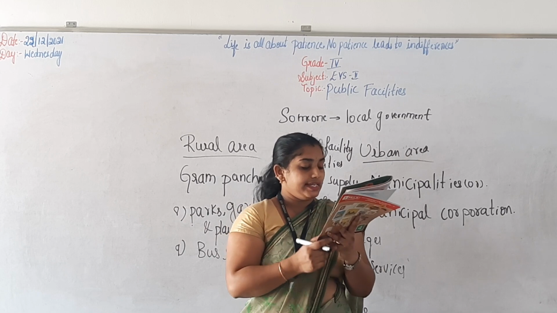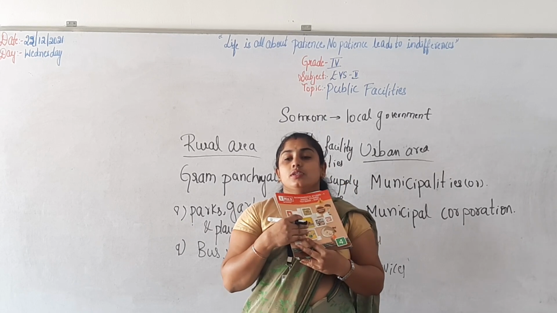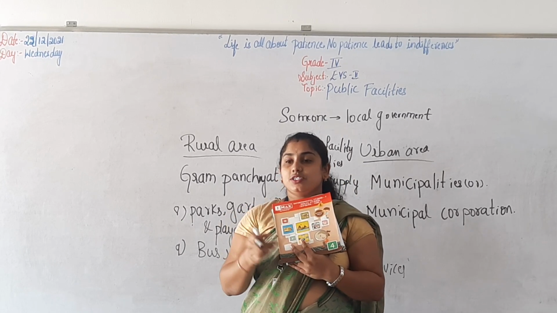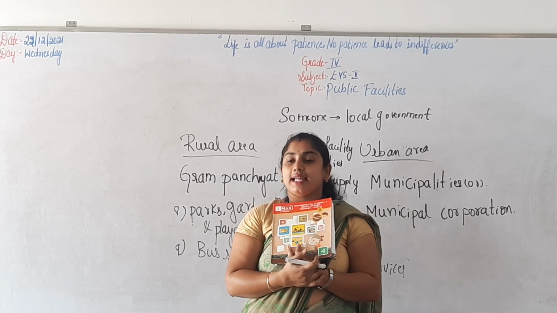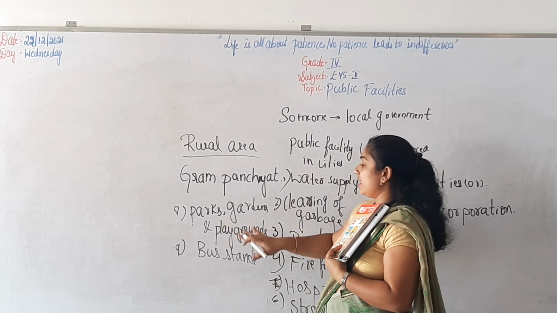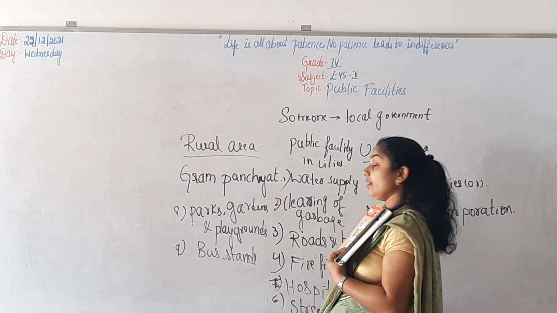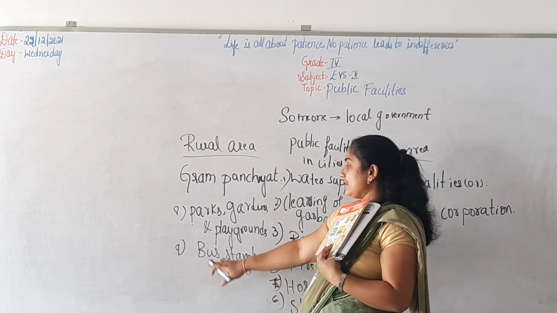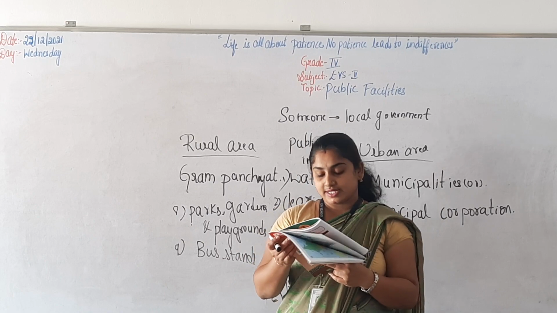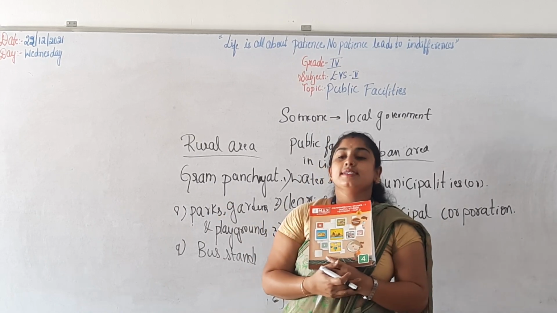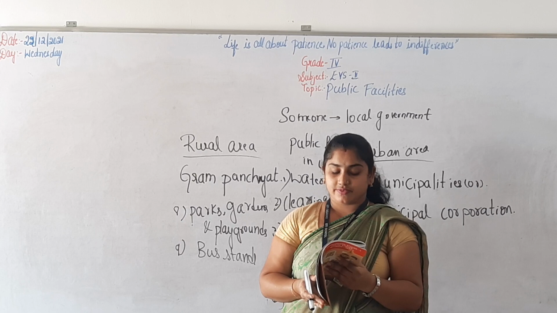Okay. Next, how is it ensured that public facilities are made available to everyone? So your answer should be: the public facilities made available to everyone are like bus stops, parks, gardens and playgrounds. Next, street lights, hospitals, isn't it? So you have to write down this point, okay? After that, the needs of the public have been provided. You have to write down the answers for question number 12.